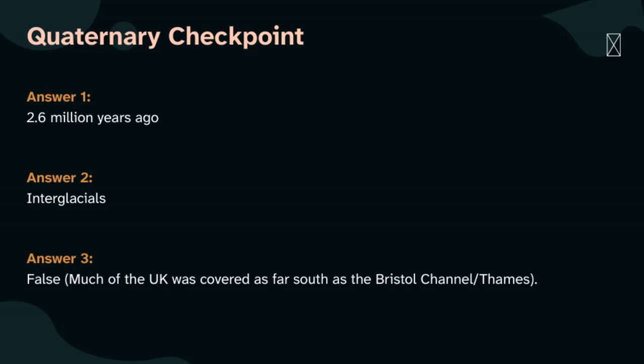Let's check the answers. Question 1. The Quaternary period began around 2.6 million years ago. Question 2. The warmer periods between glaciations are called interglacials. Question 3. The statement is false. Much of the UK was covered by ice during the Quaternary, with ice reaching as far south as areas near the Bristol Channel and the Thames. This matters because the landscapes we see in places like the Lake District, Snowdonia, and the Scottish Highlands were shaped by glacial processes during the Quaternary.